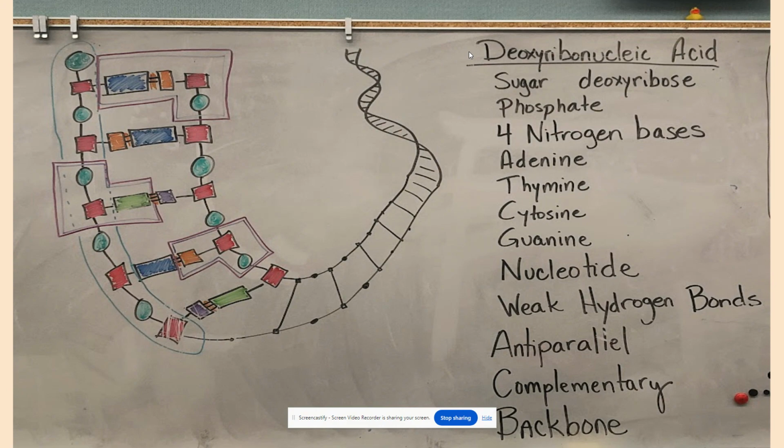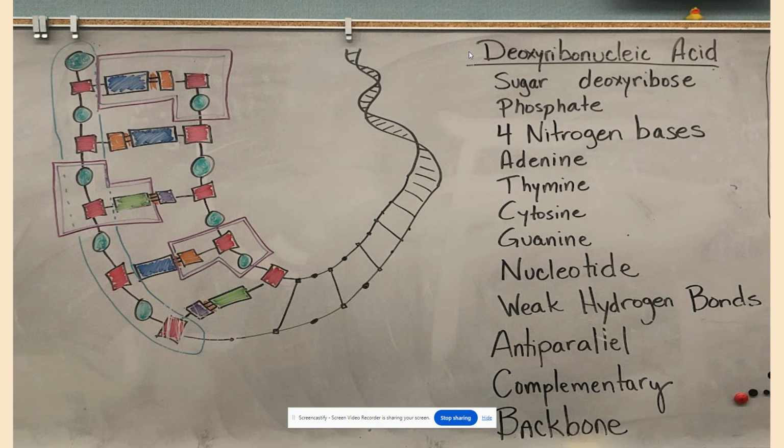A nucleotide is the building block of DNA. Weak hydrogen bonds keep the left side and the right side from falling apart. Antiparallel is the position of one nucleotide to another nucleotide. And complementary means that if you know one side of a DNA molecule, if you follow the base pairing rules and the antiparallel structure of nucleotides, then you can build a new side on an original side.